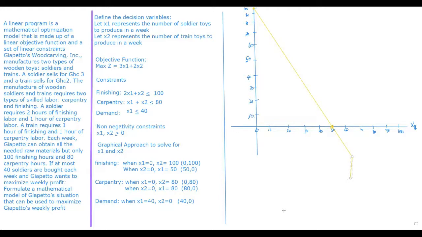So the straight line will be the equal sign: 2x1 plus x2 equal to 100. Every point on the straight line is the equal sign, but the shaded area will be less than or equal to. So this one is less than or equal to, so we shade downward. So we shade like this.